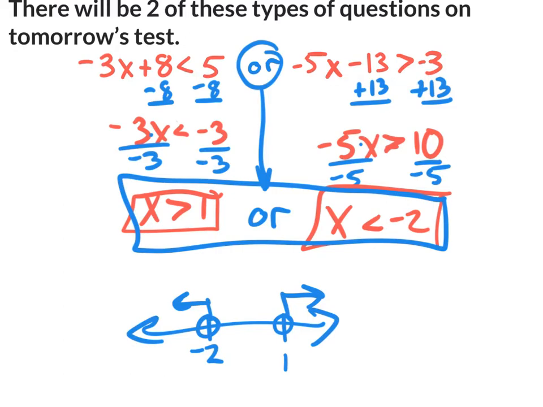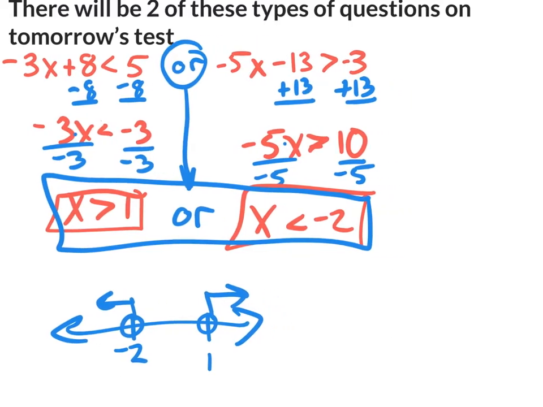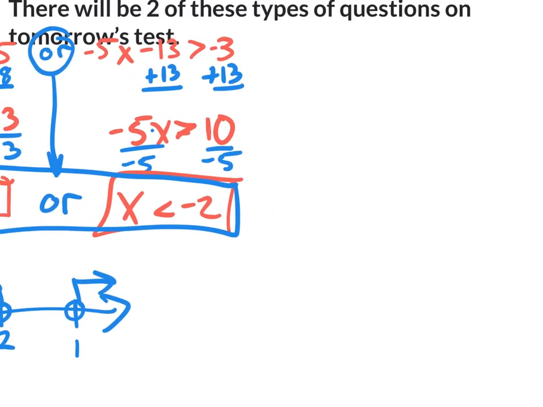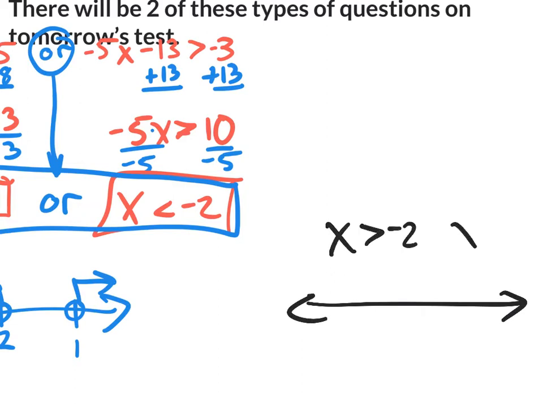Now, if they were both going in the same direction, then you got to think whether you want this one or that one to represent your answer. Those special cases. So I might as well touch on this quickly. If you're working on 2 inequalities that has the word or between it, and let's say you had x is greater than -2 and x is greater than, let's say, 1.